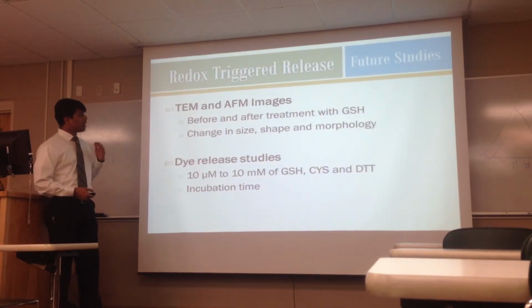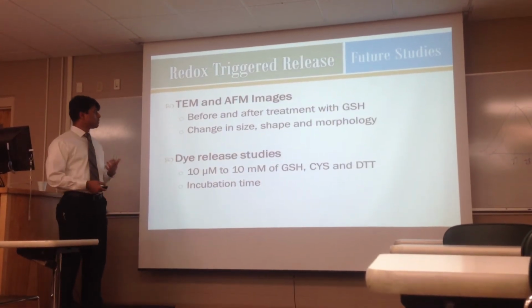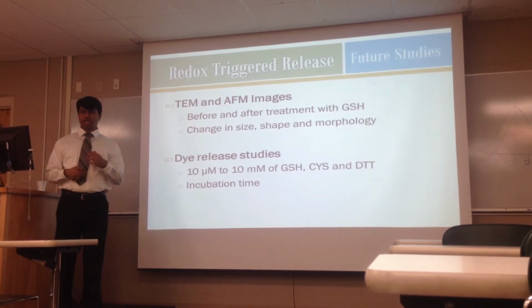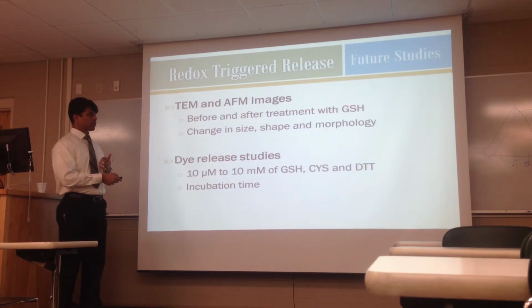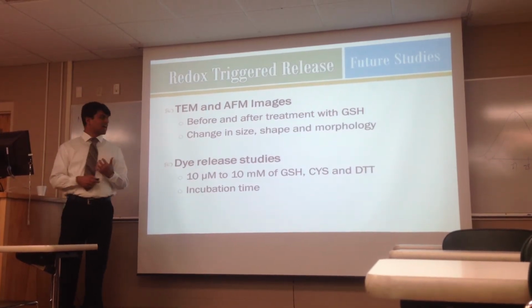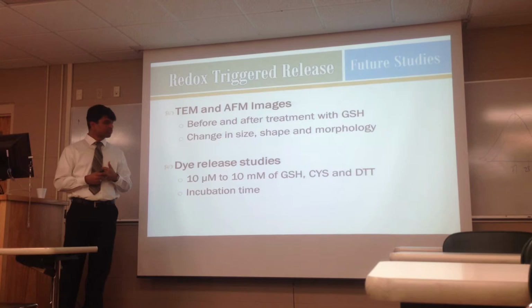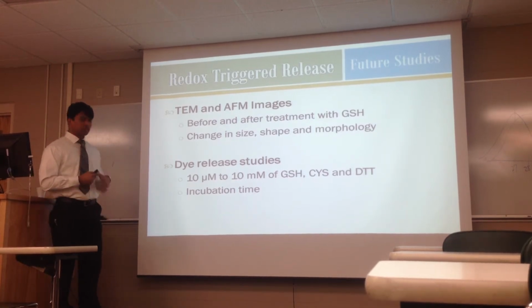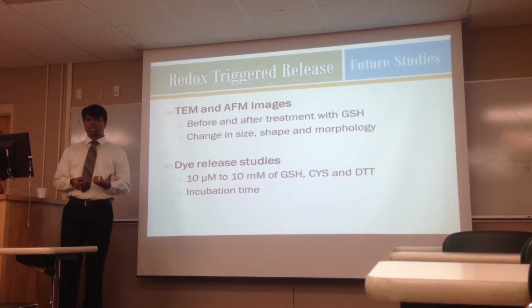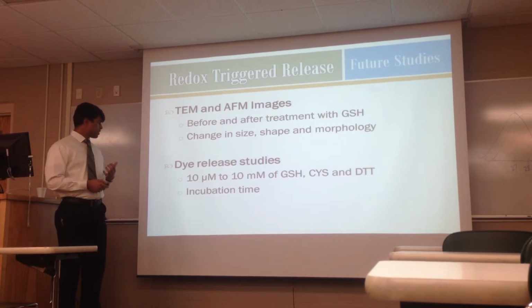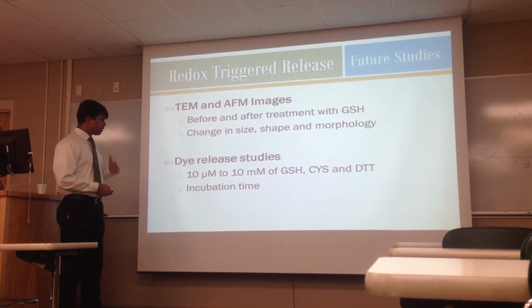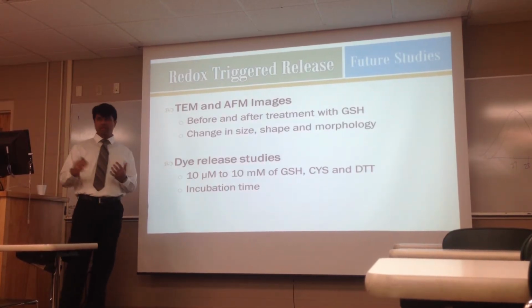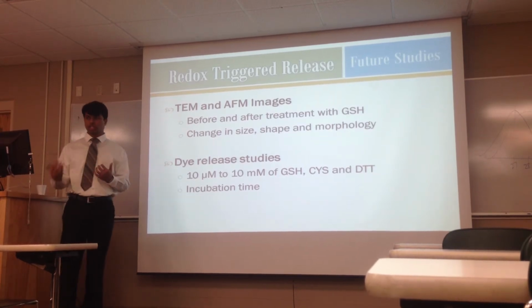Then we'll check the redox sensitivity of these polymersomes. So we'll take the AFM and TEM pictures before and after treatment with glutathione, and we'll check the change in size, shape, and morphology. Then to check the release, we'll encapsulate a self-quenching dye like carboxyfluorescein, and we'll expose these polymersomes to glutathione from 10 micromolar to 10 millimolar concentration, and we'll incubate for different time intervals, and we'll check the release.